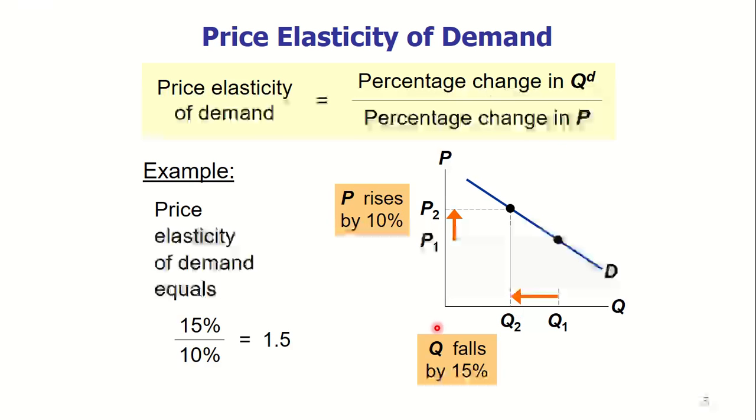Simply, you can say 15% divided by 10%, that is percentage change in quantity demanded, that is 15%, divided by percentage change in price, that is 10%. So we just put the values in this formula, that is 15% divided by 10%, and the price elasticity is equal to 1.5. So this is how we can calculate the price elasticity of demand.